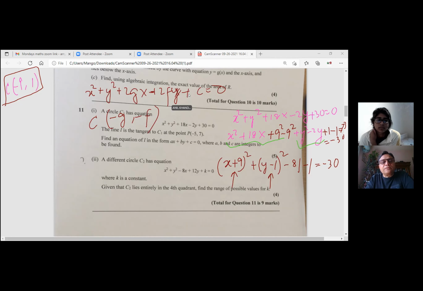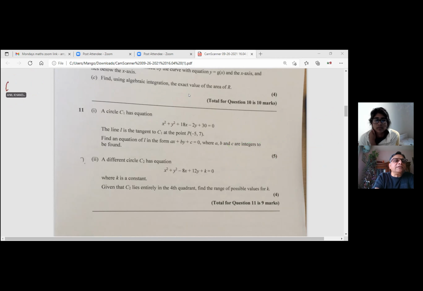Y with a negative sign gives us the center. Clear? Okay. So I'll erase this part, keep the center part, which is center at -9 and 1. Now, find the equation of line L in the form ax plus by plus c equals 0, where a, b, c are integers. But this line is tangent to the circle at a given point, right? So that means we have to find slope with that point, right?